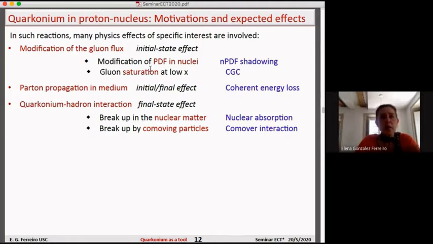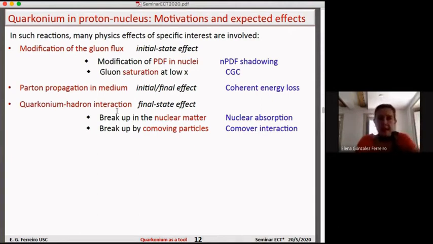Second, you have another kind of effects, the energy loss or the final state interaction effects, that can also produce a breakup of the quarkonium by the interaction either with the nuclear matter, with the nucleons, or the spectator nucleons, or with the pions that are produced in the collision, which are called the comover particles. So those effects, I'm going to speak in this seminar about the initial ones and also the last ones concerning proton-nucleus, and then we will see what happens for other collisions.